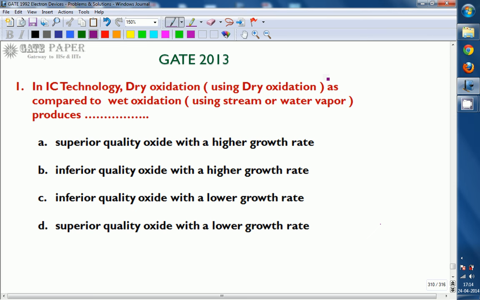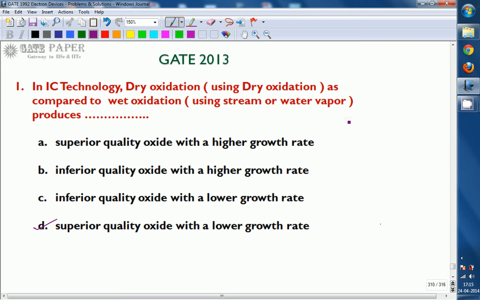In IC technology, dry oxidation as compared to wet oxidation produces: superior quality oxide with a higher growth rate, inferior quality oxide with a higher growth rate, inferior quality oxide with a lower growth rate, or superior quality oxide with a lower growth rate. The right answer for this question is D. Dry oxidation produces superior quality oxide with a lower growth rate. We will see this one.